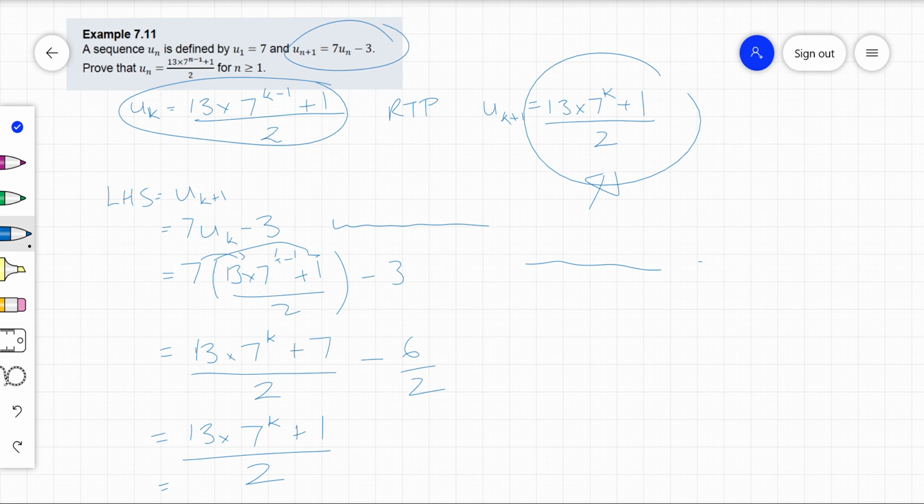Therefore P of k implies P of k plus 1. Therefore P of n is true for integer n greater or equal to 1, and we've done it by induction.